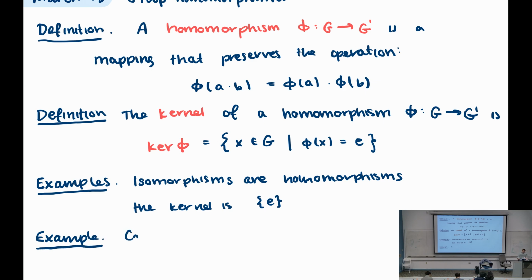So let's consider phi from the integers to the integers mod n.